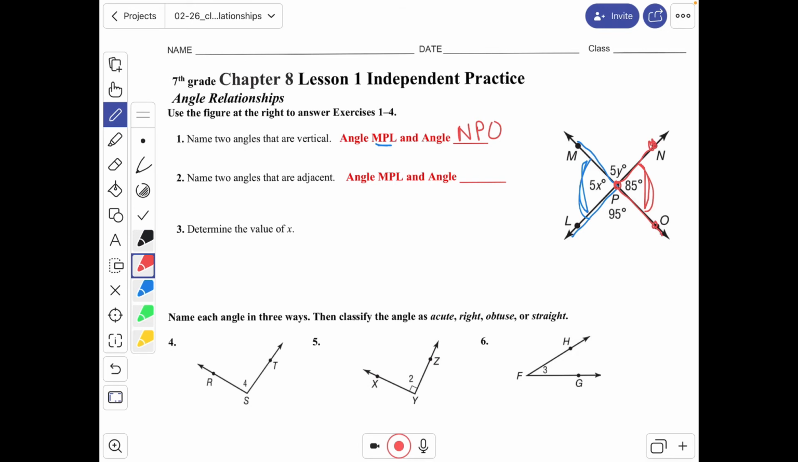Okay, the next question asks 2 angles that are adjacent. That means they have to be touching each other. And it starts with the same angle, MPL. And which angle, and there's 2 that are touching MPL. I'm going to use this one right here. So that's LPO.